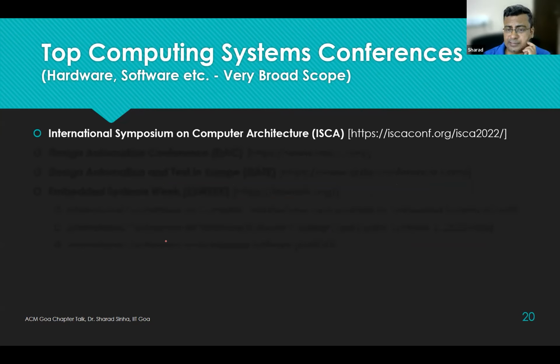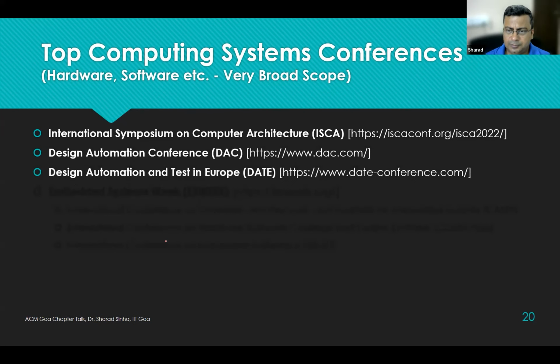So for instance, there is this conference called International Symposium on Computer Architecture, which is focused on research in computer architecture, where you can do research on the processor side, on the ISA side, on the performance of your processor. So many other things are there. And the ones that I'm listing here are very broad in scope. They talk about hardware, software, security, power consumption, verification, design of the domains that they're targeting.